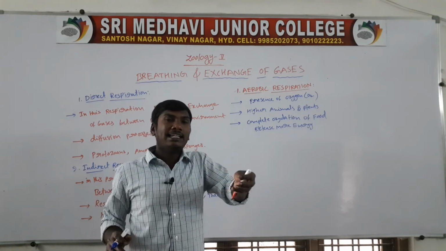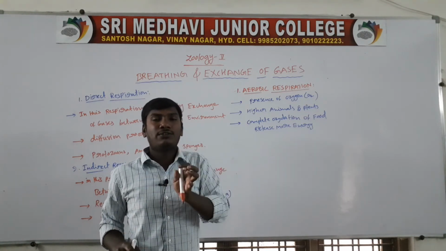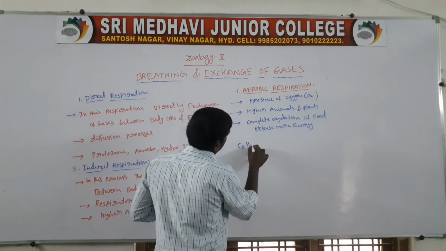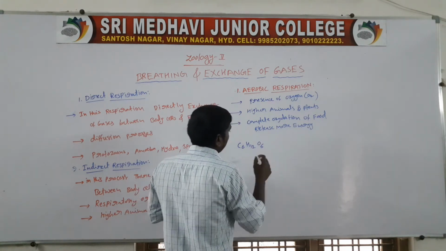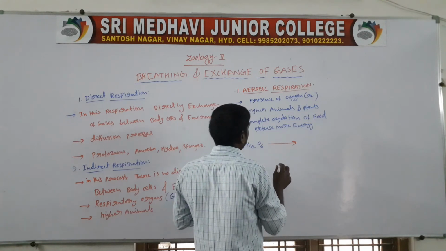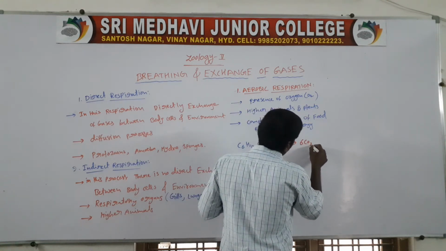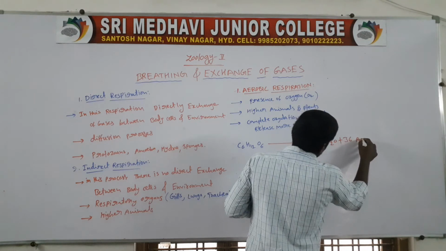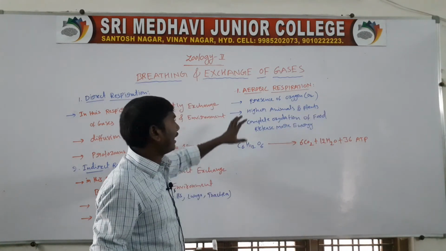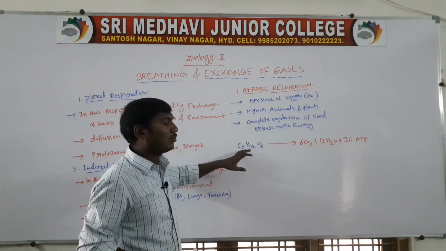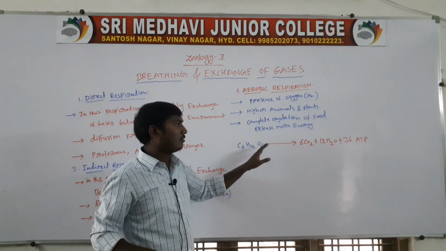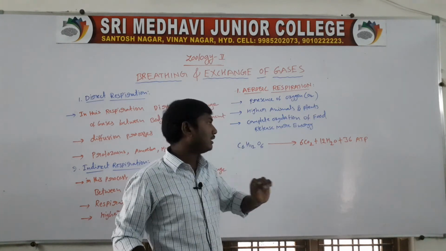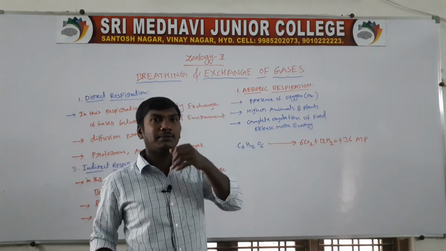Next, more energy is released because of more oxidation of the food materials in the presence of oxygen. Like C6H12O6 plus 6 O2 gives 6 CO2, 12 H2O plus 36 ATP. So, this is aerobic respiration. In aerobic respiration, the glucose, C6H12O6, is converted to 6 carbon dioxide and 12 water molecules, releasing 36 ATP of energy.